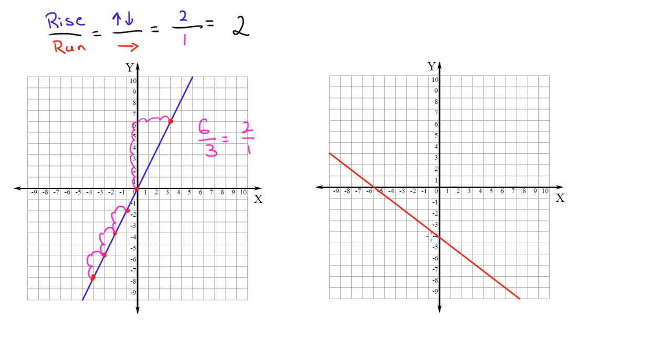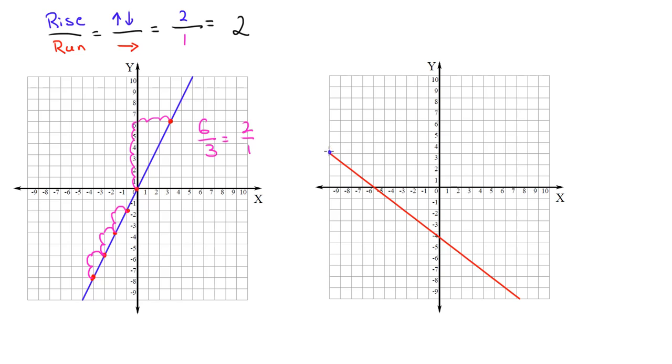So this next line here, we can see that it is traveling downward from left to right. So this is going to have a negative slope. And once again, they don't give us any points to work with. So we can go ahead and look for our own areas where the line intersects nicely on the grids.